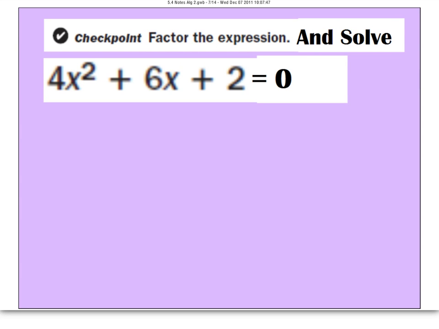Now, learning objective C wants us to factor and solve the quadratics. So we're going to continue in our factoring. We just have to go that extra step this time. Once we have the factors, set them equal to 0 and solve. So let's practice some more.